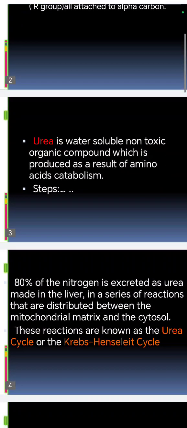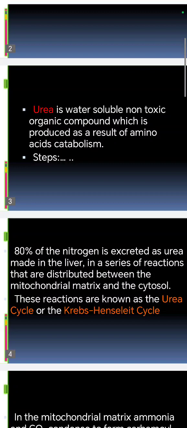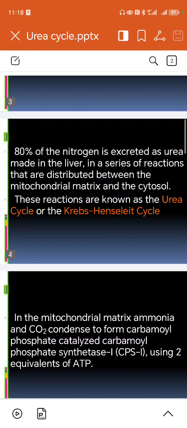What is urea? Urea is a water-soluble, non-toxic organic compound which is produced as a result of amino acids catabolism. 80% of the nitrogen is excreted as urea, which is made in the liver. The series of reactions are distributed between the mitochondrial matrix and the cytosol.